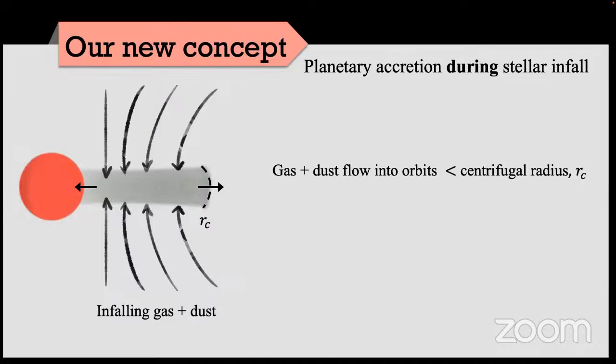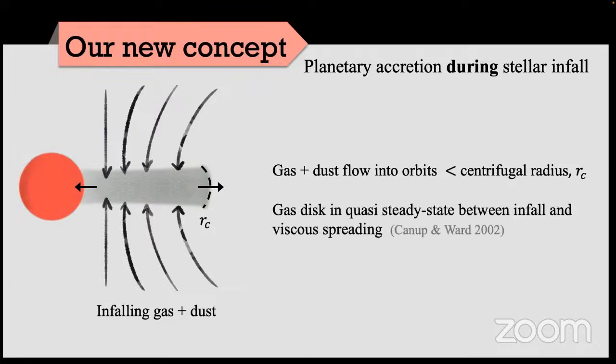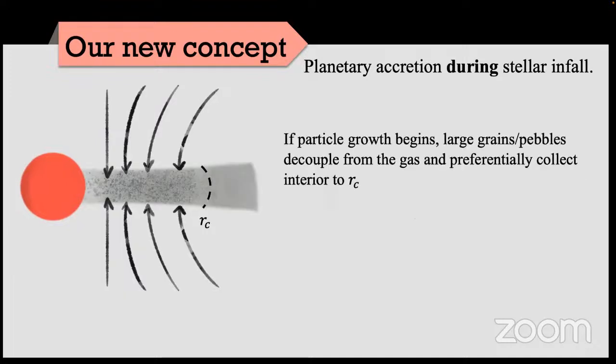So for compact systems, we assume that the angular momentum is relatively small, and most of the material is going to arrive close to the star. And maybe in our solar system, that r_c was much larger, and that's why we formed Jupiter. So the gas disk is in this quasi-steady state between the infall and viscous spreading.